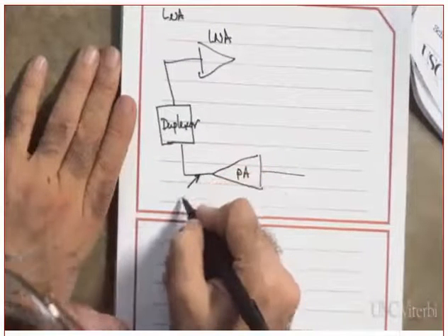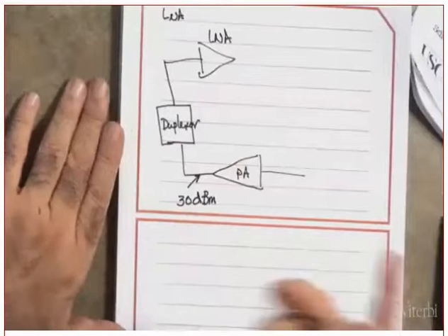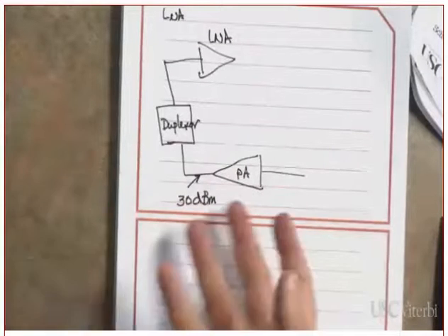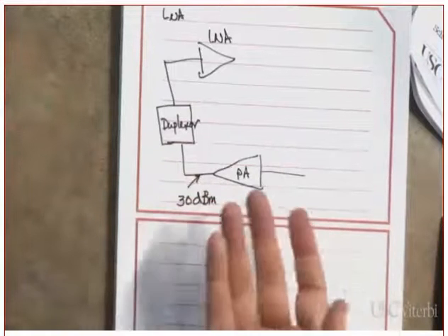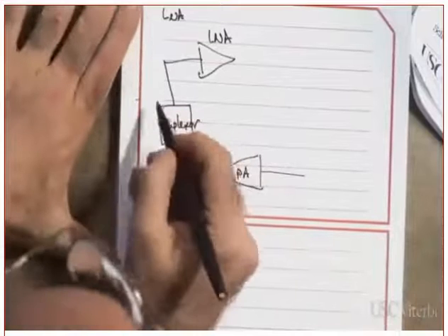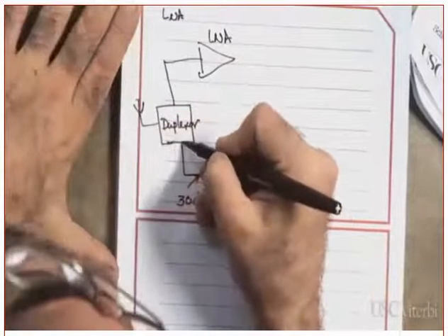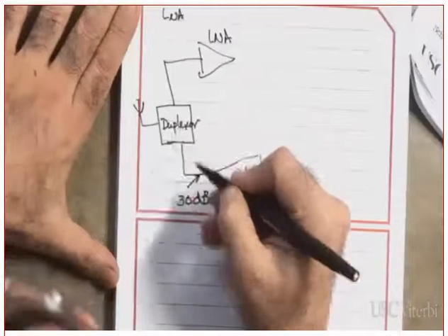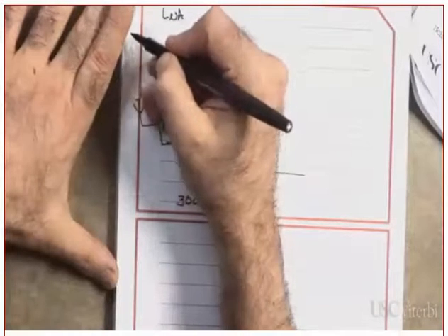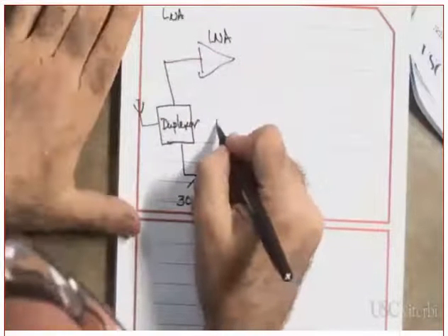Let's assume this one is generating 30 dBm power. 30 dBm means how many watts? 1 watt. Are you following me? And there are a lot of systems that require this. For example, GSM or CDMA require 30 dBm. Now, the duplexer is supposed to provide isolation from this port to this port. This one is supposed to go to the antenna and radiate outside.